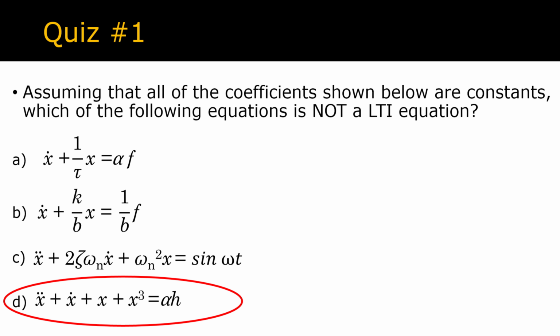This is because x is raised to the third power, which makes the equation nonlinear. In A, B, and C, we see that x and its derivatives are raised to the first power only, and x and its derivatives are not multiplied by other functions of x. Coefficients are assumed to be constants, which makes A, B, and C LTI equations. The input in option C is a sinusoid, and the equation is a second-order equation written in canonical form, and therefore it is also an LTI equation. D is not a LTI equation.